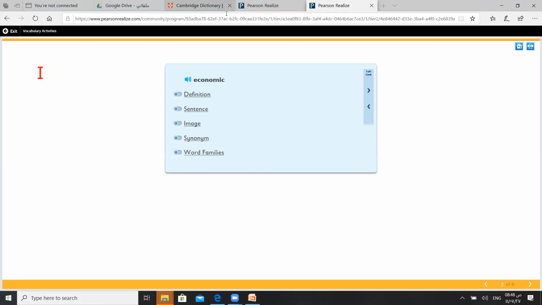The first one is economic, repeat, please. Economic. Again. Economic. Repeat the vocab. Economic. So the first word is economic.